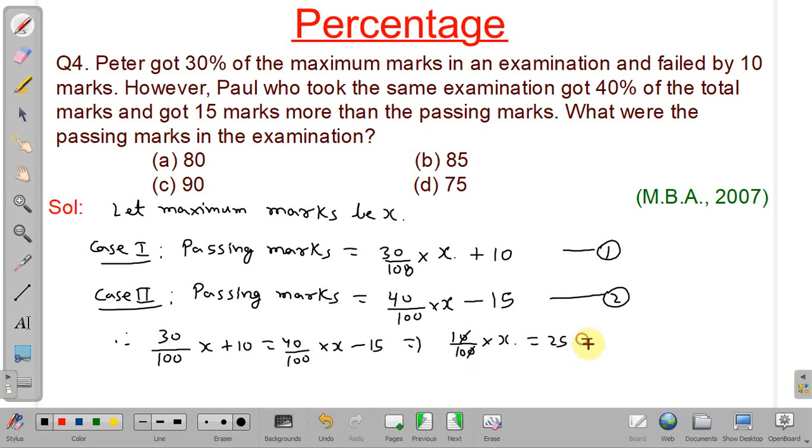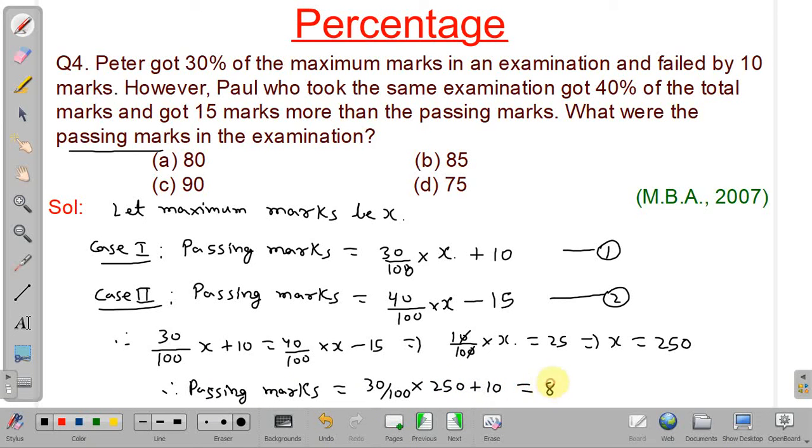So the zeros will get cancelled out and x we can calculate as 250. But we are not interested in total marks. We have to find passing marks. Therefore passing marks can be calculated using either equation 1 or equation 2. So we will use equation 1. So 30 by 100 into x, that is 250, plus 10. So when we calculate, we will get 85. So our answer will be option number B.